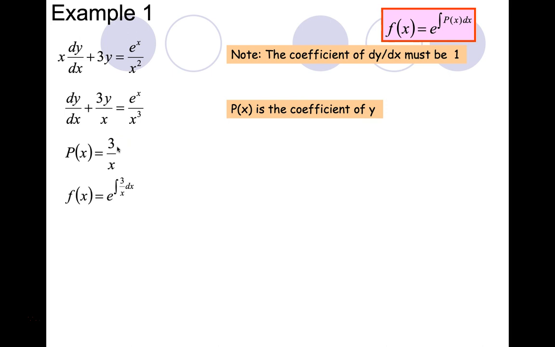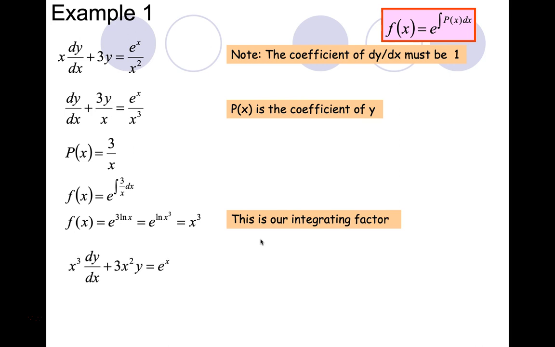And then your integrating factor will just be e raised to the power integral of 3 over x dx, which is e raised to the power 3 ln x. Now we can arrange it and make it much simpler. 3 ln x is the same as ln x cubed, right? And e raised to the power ln x cubed should just be x cubed. So our integrating factor in this case is x cubed.